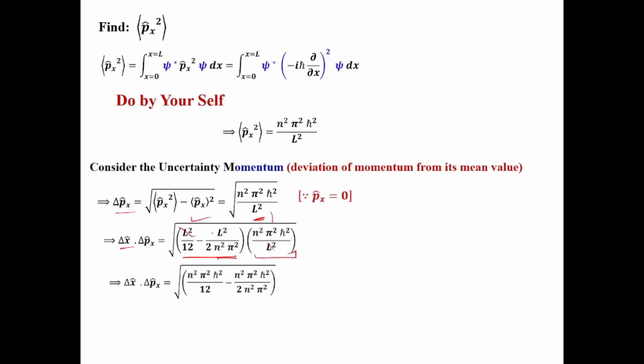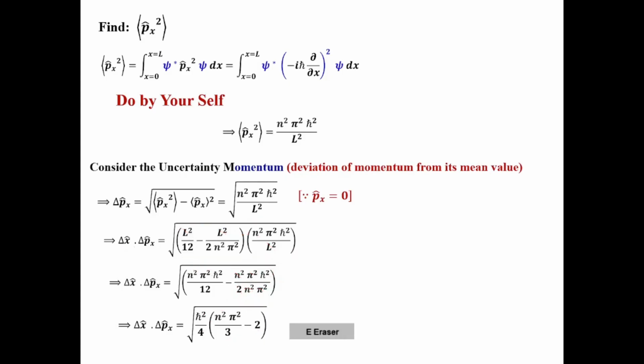Here L square got cancelled, and we found n square pi square h cut square by 12, and we multiply this term with this one. Here n square L square got cancelled, and we found n square pi square h cut square by 2 n square pi square, where pi square n square got cancelled. From these two terms, just take h cut square by 4 common. If I take h cut square by 4 common, the remaining terms will be n square pi square by 3, and from the other term it will be 2, right?